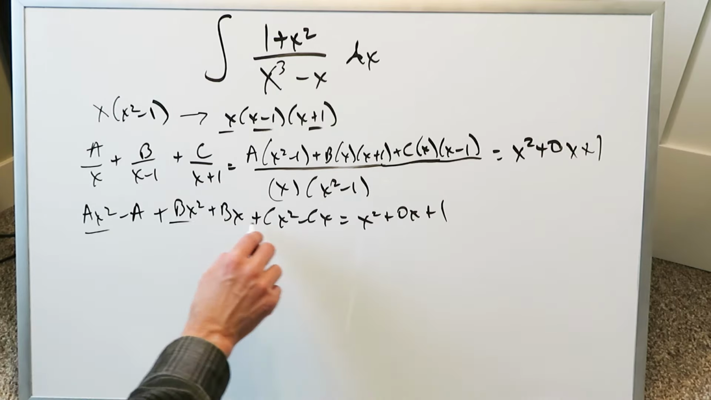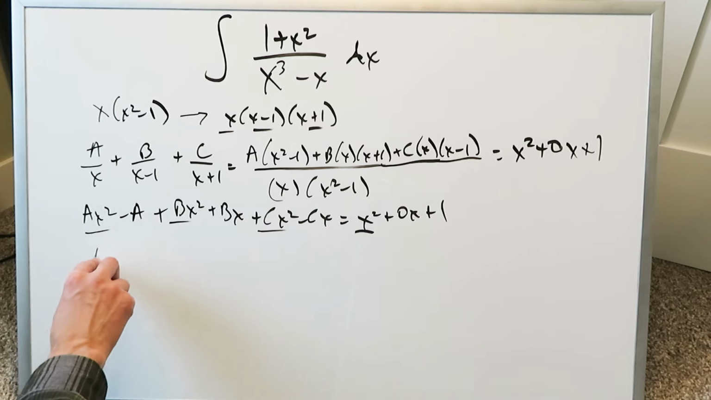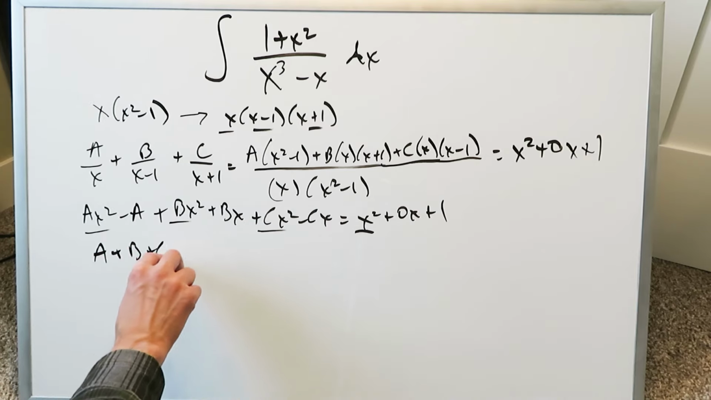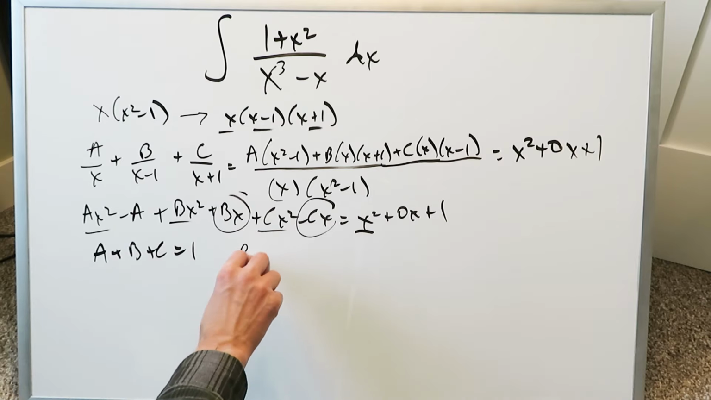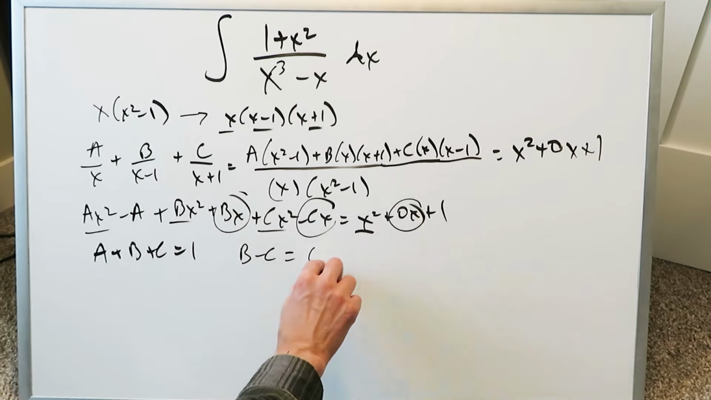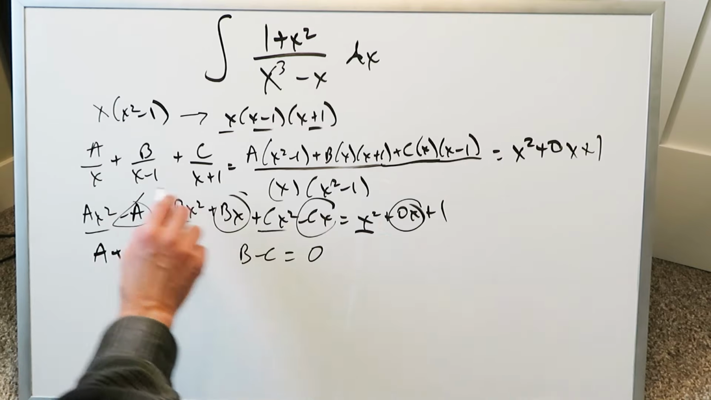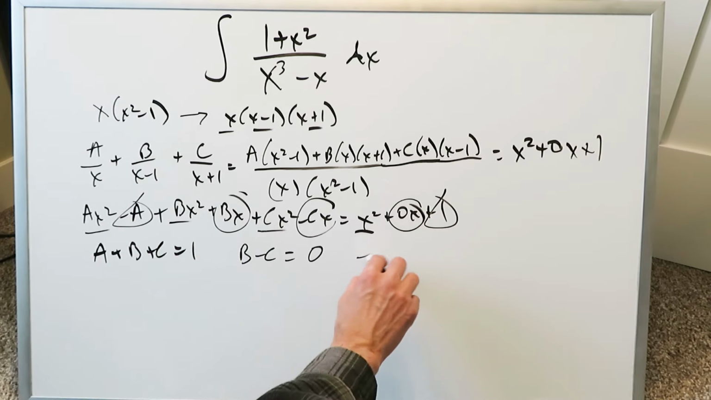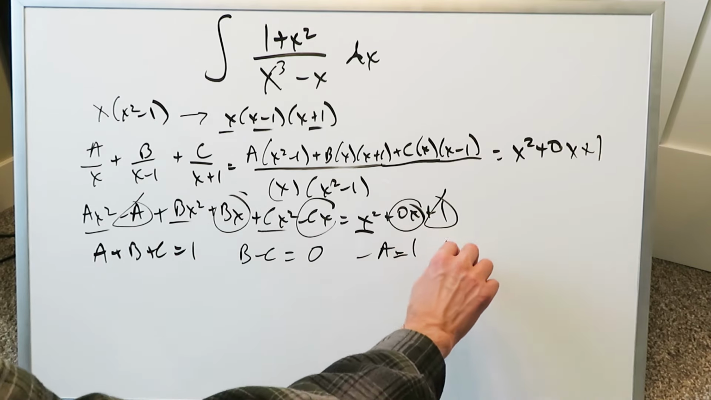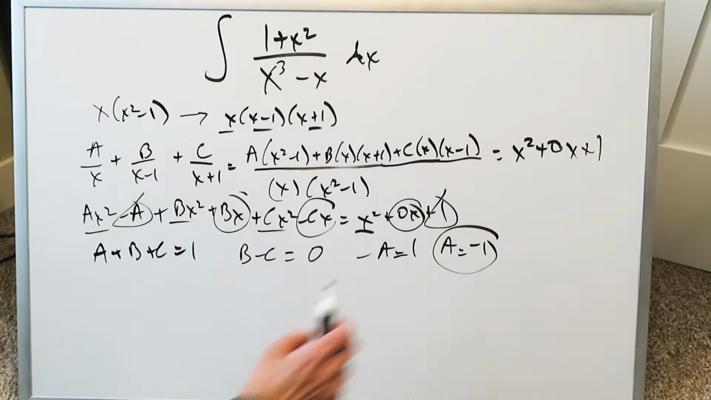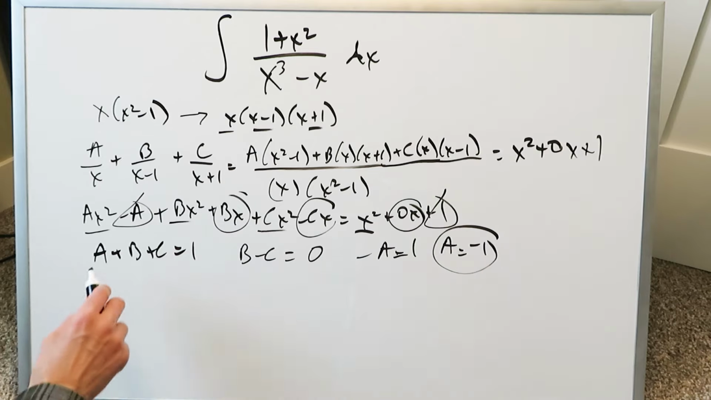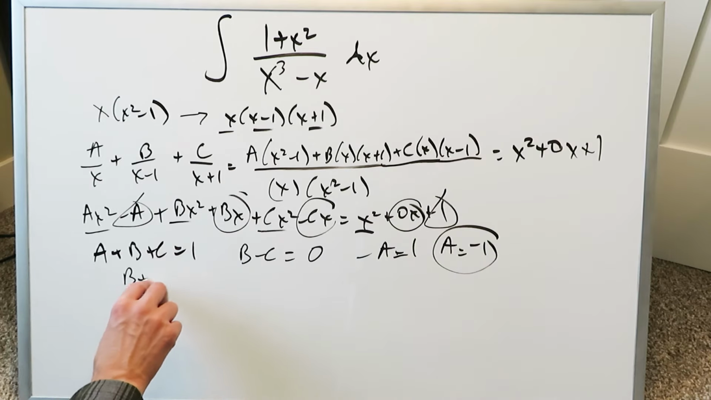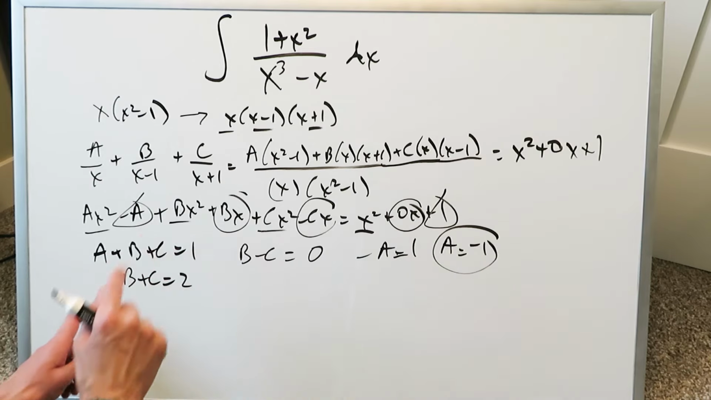Now you have some quadratic terms, and when you look at their coefficients, you have A plus B plus C is equal to 1. Then you have these linear terms. When you look at those, you have B minus C is equal to 0, and then you look at the constant term right here. You have minus A is equal to 1, and then A is equal to minus 1. So you've already determined A, and it's easy. You bring that right over here. When you bring that minus 1 here, you'll end up having B plus C is equal to 2 because the minus 1 goes on the other side.